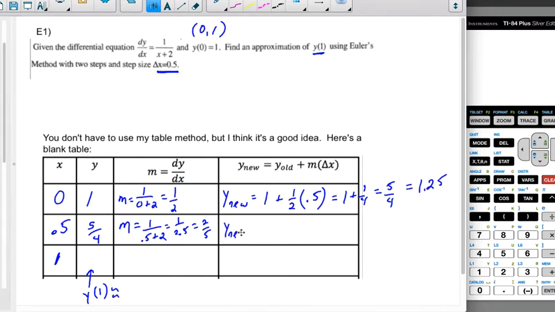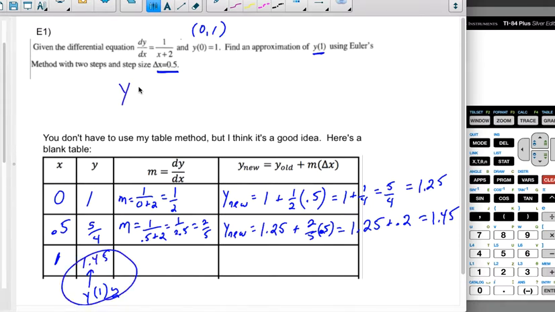So my new y is going to be the old y, which I get right here, right? So I'm going to go ahead and write 1.25, plus my slope, which was, again, 2/5, you can either write it as 2/5 or as 0.4. It doesn't matter to me which, right? So 2/5 times a half. Well, half of 2/5 is 1/5. So I get that this is 1.25 plus 1/5, which is 0.2. So I get 1.45, right? And that goes down here in my new y. Well, that's my answer, right? So y of 1 is approximately 1.45.